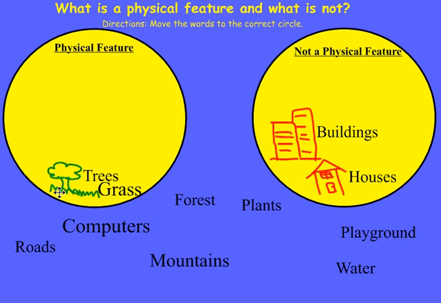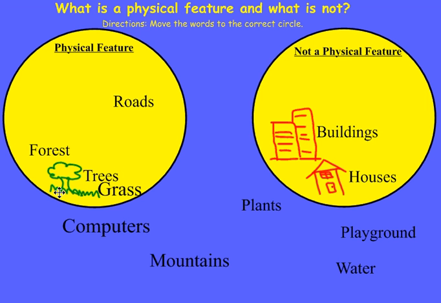Well, let's take a look at a few more of these words. And I don't know where I should put them. The first one is forest. Is the forest a physical feature or is the forest not a physical feature? Do you know where I should put it? You say physical feature. Well, you're right, because a forest is a whole bunch of trees, and they're definitely part of nature.